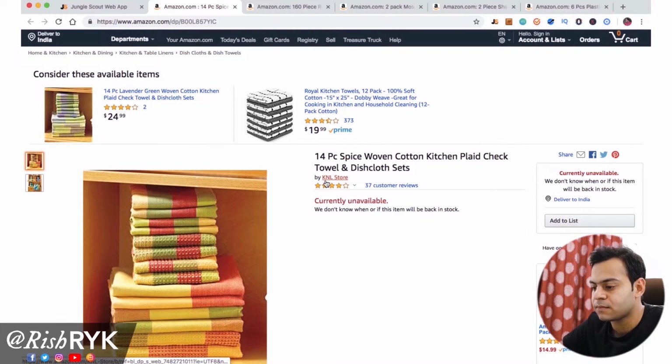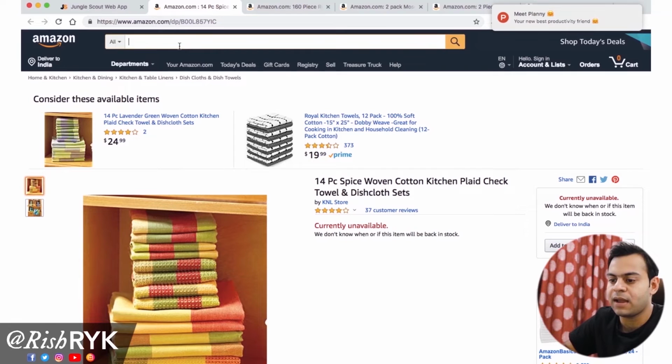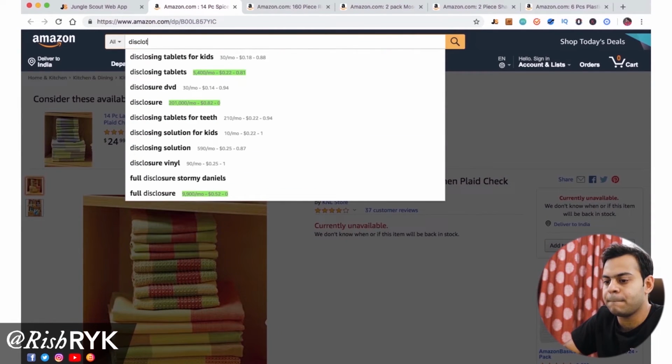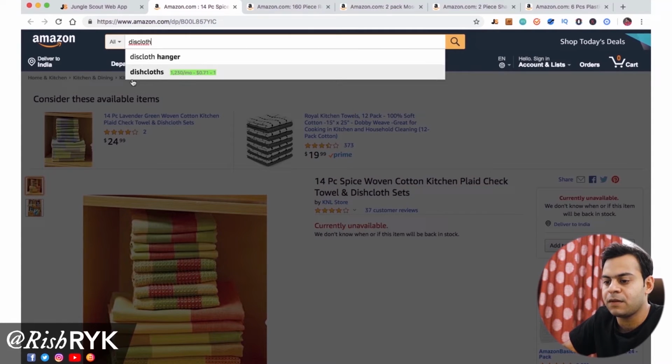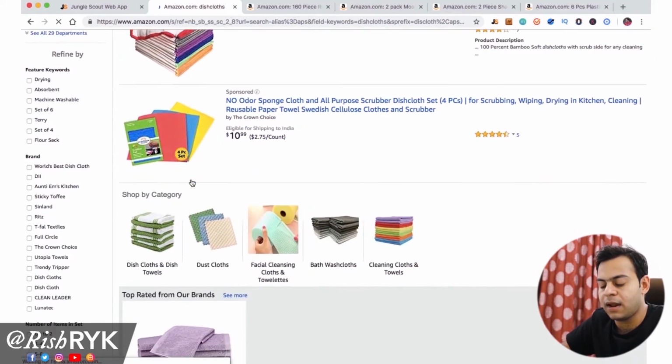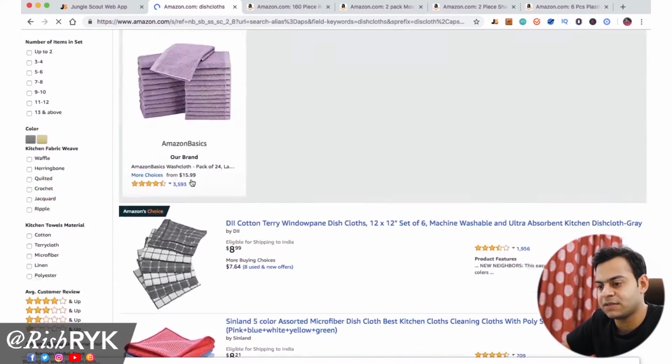Moving on. The next product we have here is, I believe, a dishcloth set, right? So let's just try and type dishcloth and see what comes up. Yeah, so I think the broadest keyword is dishcloth.